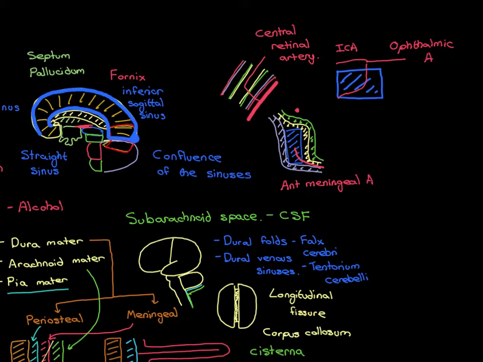Now, the second category of arteries that is within the meningeal layers are those that are in the subarachnoid space on top of the pia mater, and these arteries are actually going to be supplying the brain tissue. They're just at the moment running in the subarachnoid space.